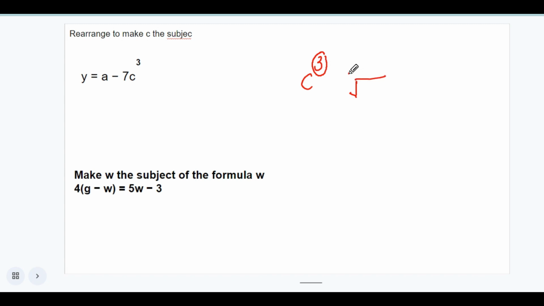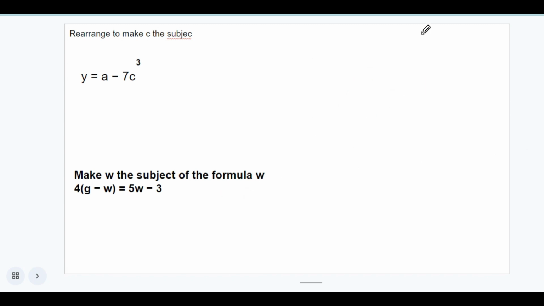Cube root is equal to like this. You have to write a little 3 on the root. It will become the cube root of c cubed. Okay, now if I write it like this, this can be cancelled with this and I will be left with c.